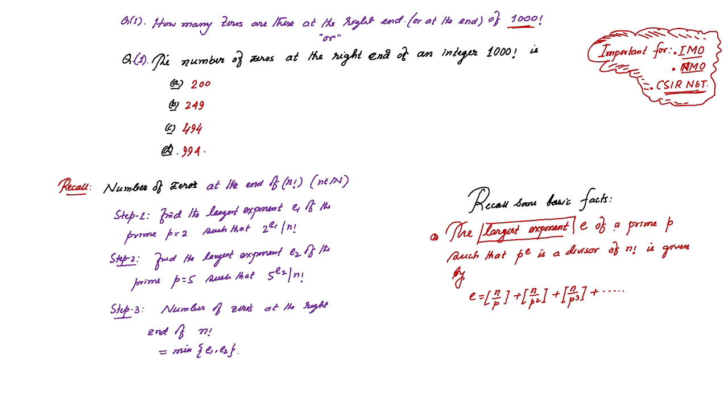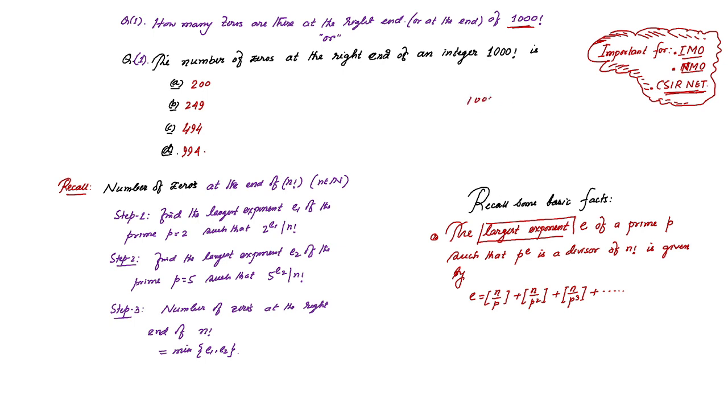There is one important theorem. The largest exponent e of a prime p such that p to the power e is a divisor of n factorial is given by this formula: e equals floor of n by p, plus floor of n by p square, plus floor of n by p cube, and so on. Here we are interested in finding the number of zeros at the right end of 1000 factorial.